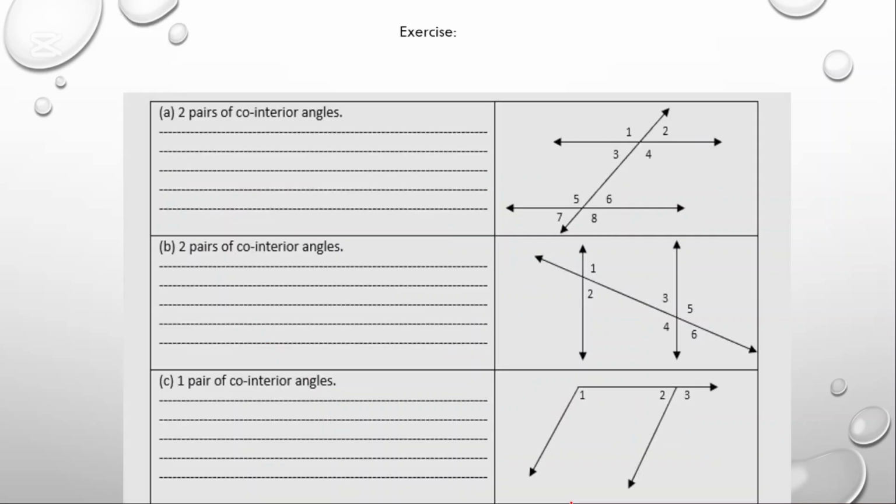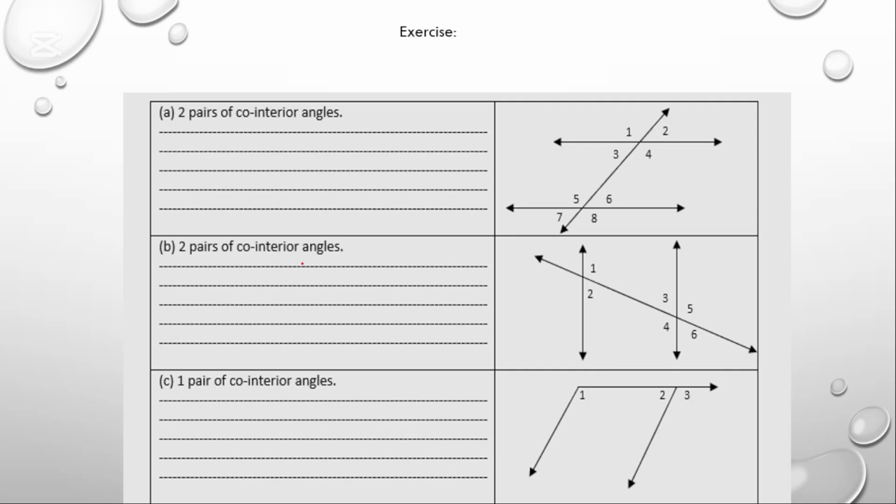This is a short exercise. Name two pairs of co-interior angles. Right? I will name one, 4 and 6. They are in between these two lines. You can write down the other pair. Right, we move to B. Remember, answers on the last slide.